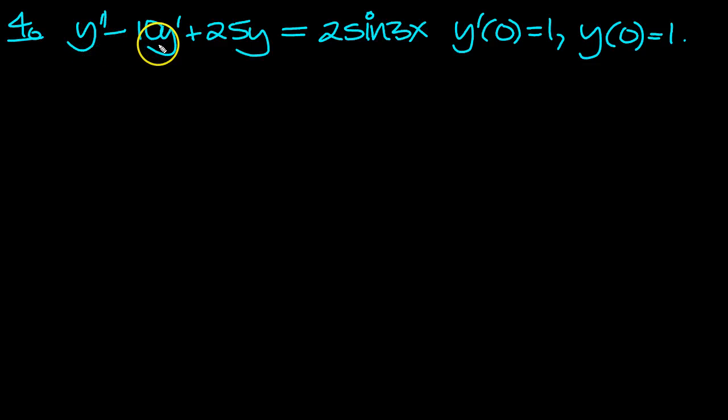y double dashed minus 10y dashed plus 25y equals 2 sine 3x, and we've got these initial conditions here. So let's have a go at the YH solution first then. YH.